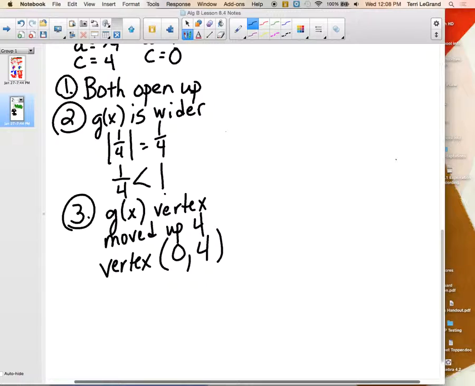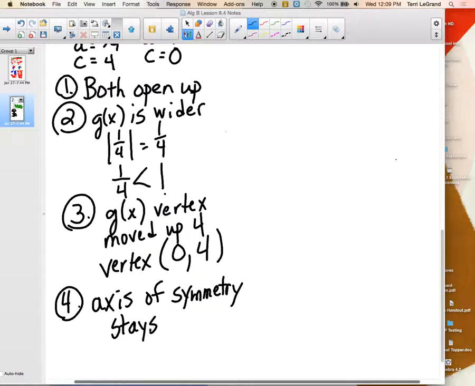So it moved up. You should be able to visualize this other graph right now. Here's the parent function opening up. Here's the other one opening up, but the other one is wider. And it moved up 4 units. And did the axis of symmetry change? No, axis of symmetry, number 4, stays the same. You might get tired of writing that, but we have to get it planted in our heads that it does not change when it moves up or down.